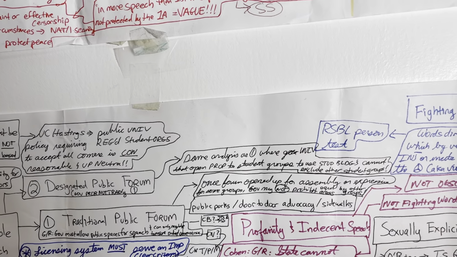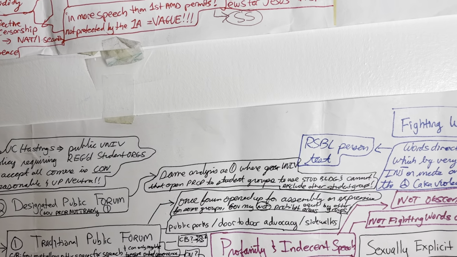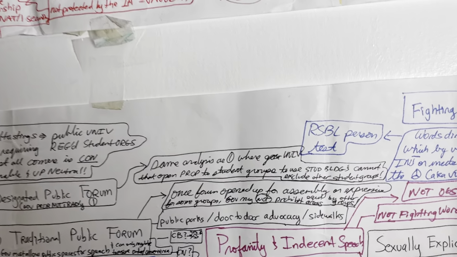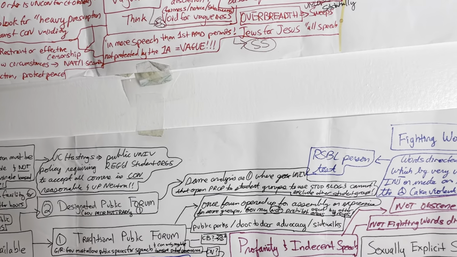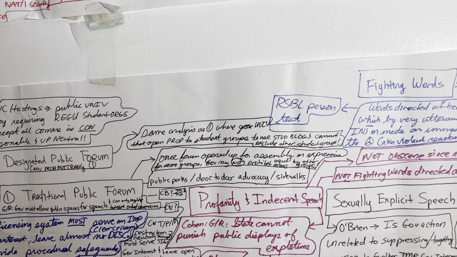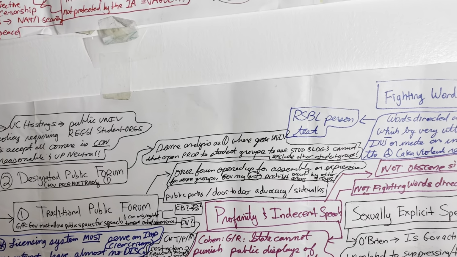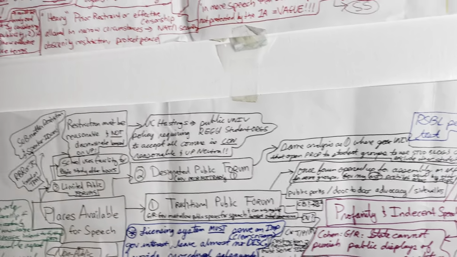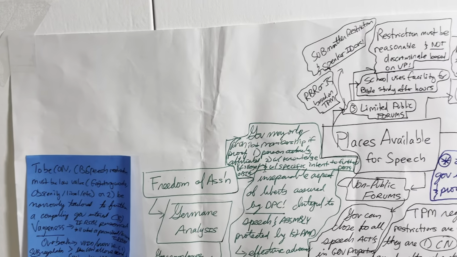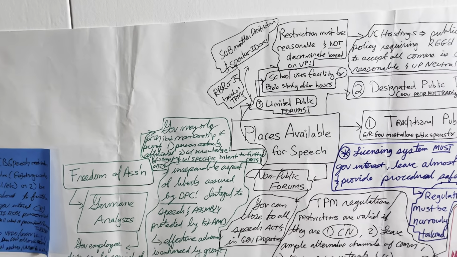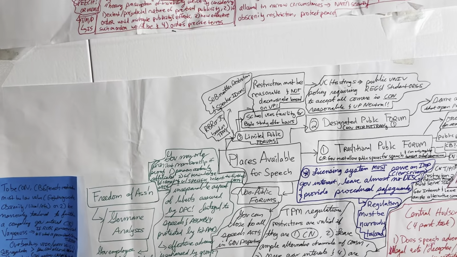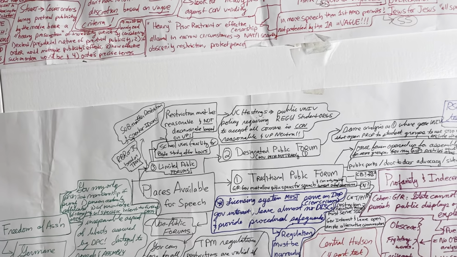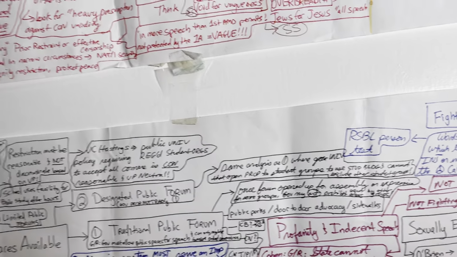Once the forum is opened up for assembly or expression for some groups, government may not prohibit other groups' access. So if it's open for specific groups, they can't discriminate against other groups, unless there's that issue with membership of an illegal group, where the person joins with the knowledge that they're trying to advance some sort of specific objective that falls in line with illegality.